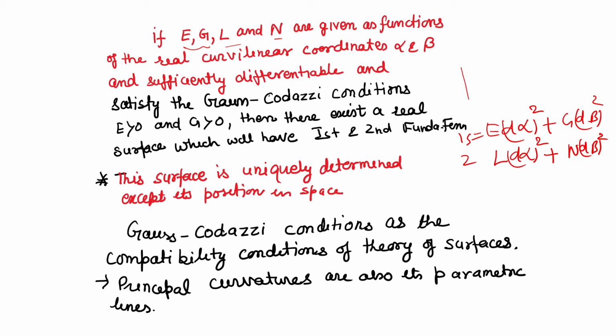Next, the Gauss-Cauchy conditions are also known as the compatibility conditions of the theory of surfaces. If the surface does not satisfy those conditions, there may be a crack. So, principal curvatures are also its parametric lines if they satisfy the Gauss-Cauchy conditions, and they are orthogonal to each other. With this I end lecture 1. In lecture 2, we will study different surfaces, the classification of shell surfaces.